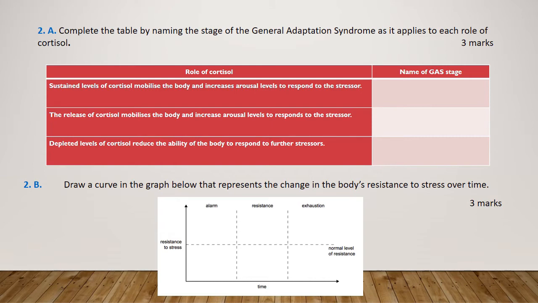All right, let's have a look at this one. So complete the table and put the stage of the general adaptation syndrome as it applies to each level of cortisol. So sustained levels of cortisol immobilize the body and increase arousal levels to respond to the stressor. So that is going to be resistance.